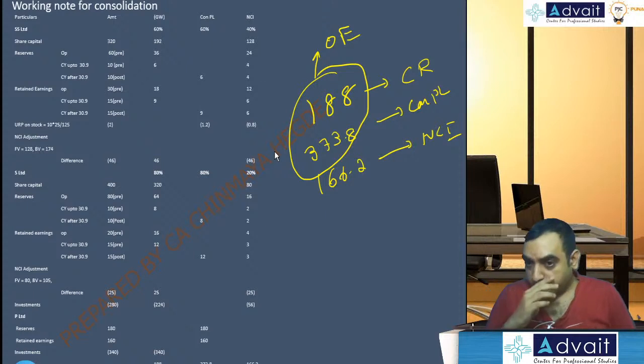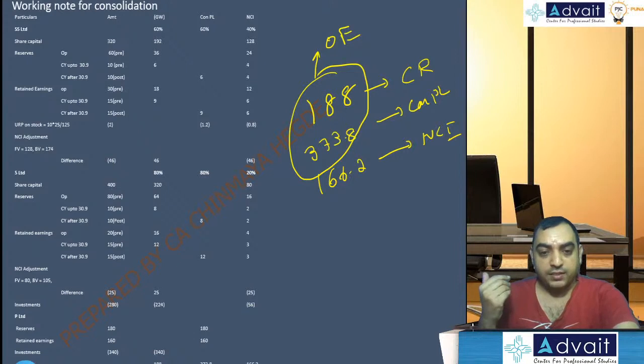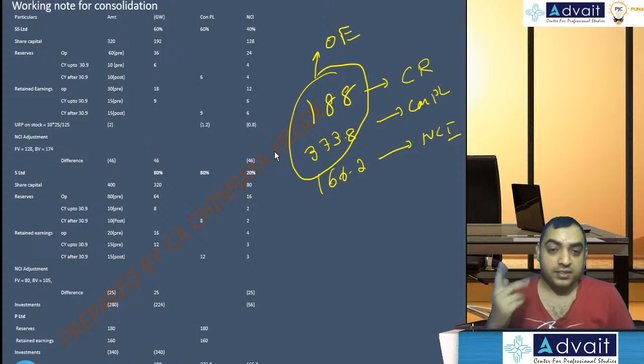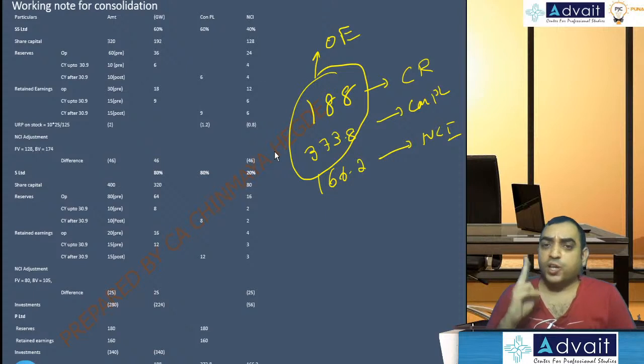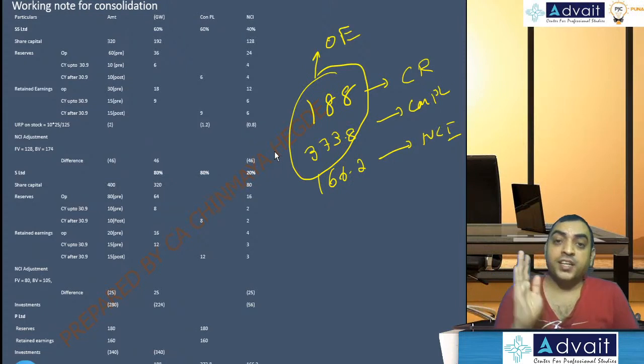Okay, so the investment amount from the balance sheet: holding company's investment is 340. Kanushka is asking, can you quickly run through investment once again. There are two investments that you need to consider. Investment by P Limited, the holding company's investment, that is 340, is subtracted in the goodwill column.